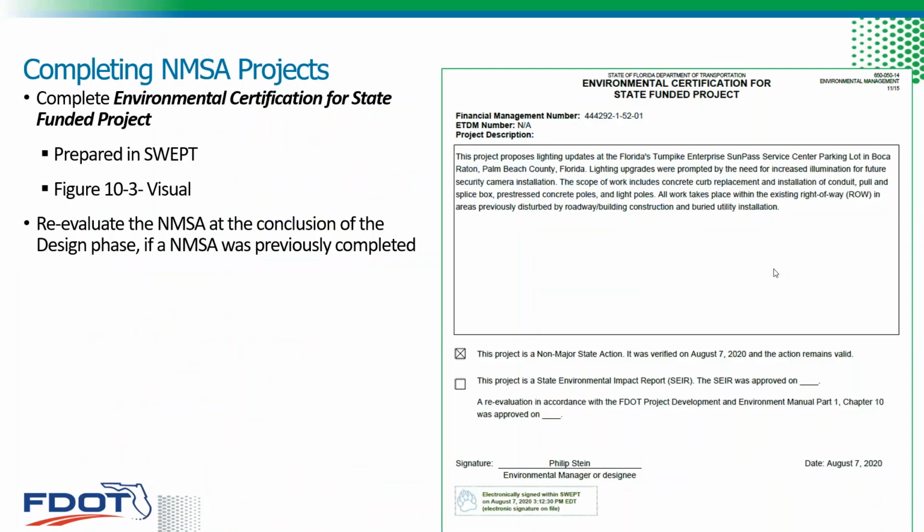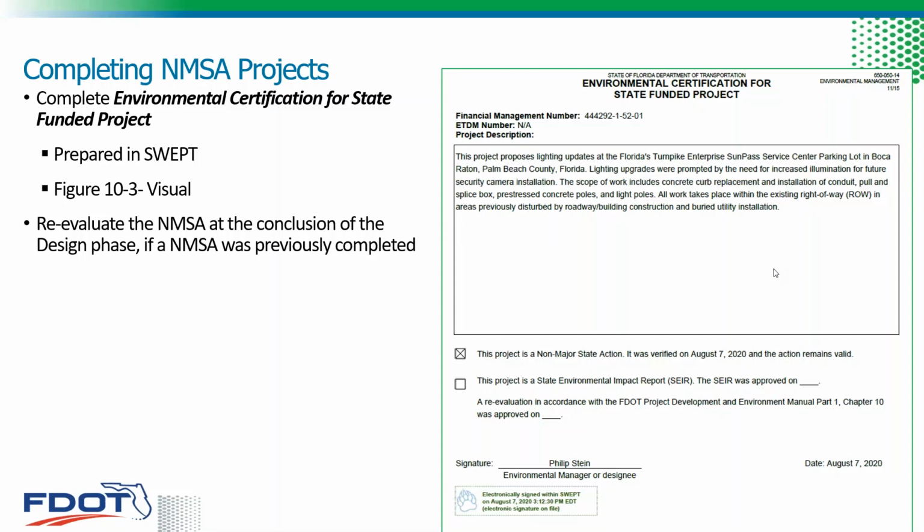So after signing the checklist, the environmental certification for state-funded project form is prepared in SWEPT. The environmental manager's signature on this form certifies that the environmental analysis has been completed, and it provides environmental clearance to continue through the project delivery process. This form is also done in reevaluations, and we're going to go over this a little bit more when I go over reevaluations tomorrow.